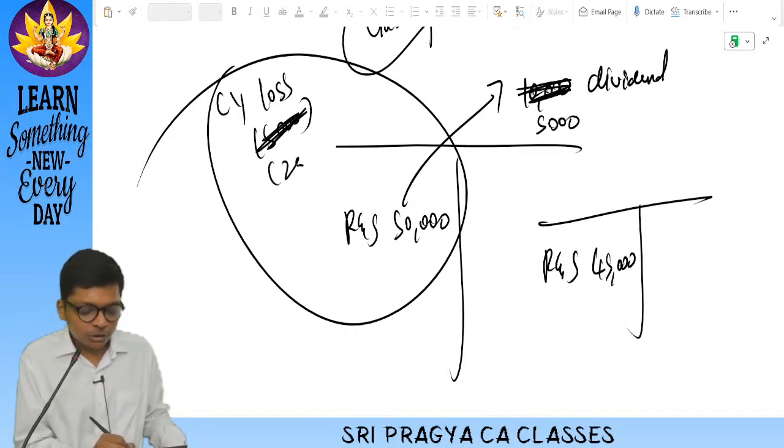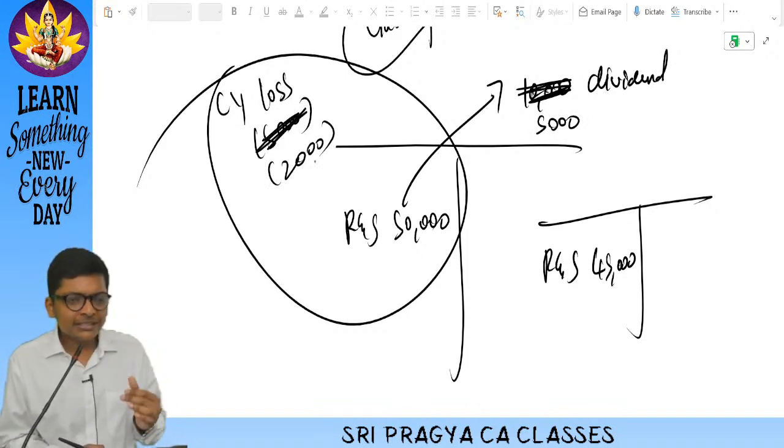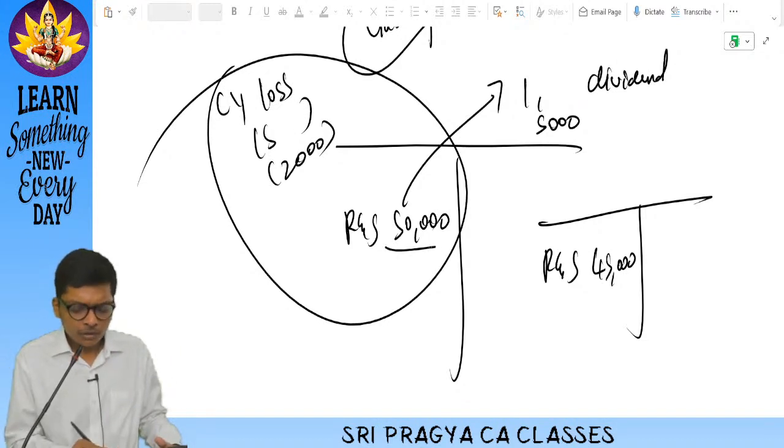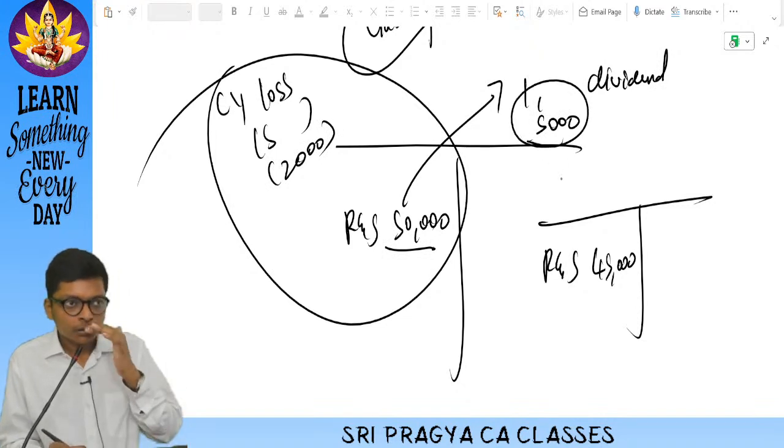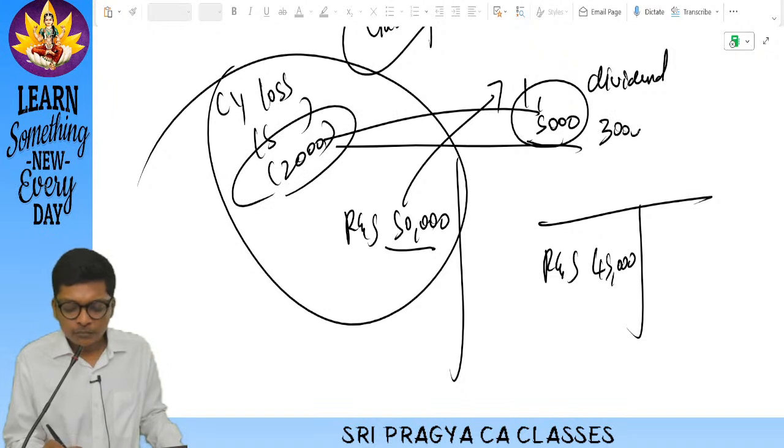Assume current year loss is 2,000. Okay. Current year loss how much? Reserves and surplus 50. If you want to pay, you can withdraw a maximum of 10%. So how much can I withdraw? You can't pay the full 5,000 as dividend. First adjust with the loss and have only the balance.